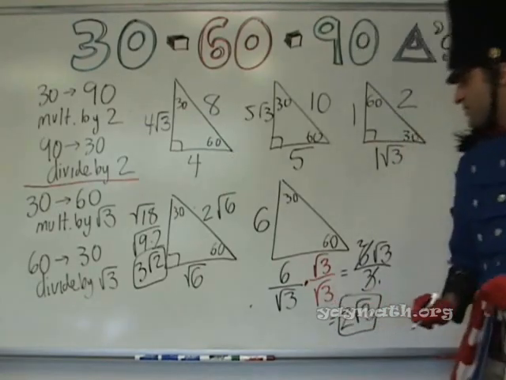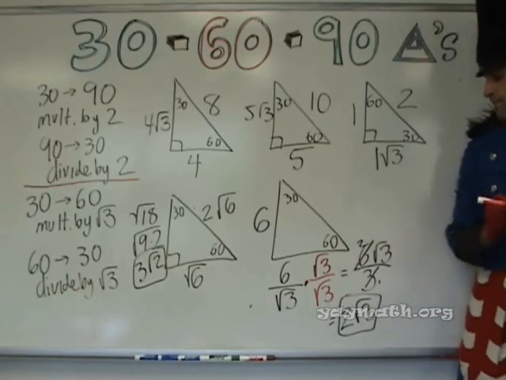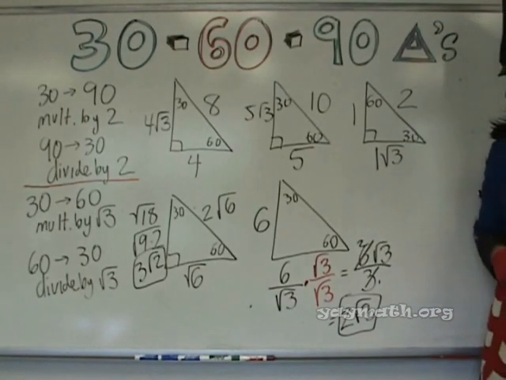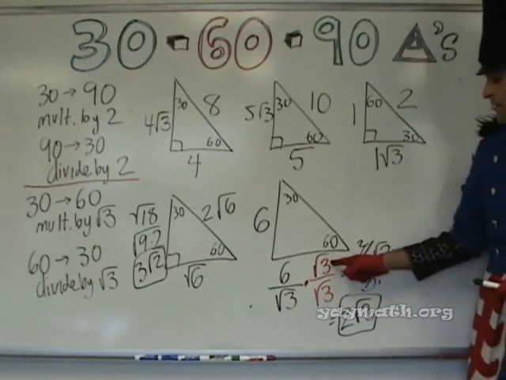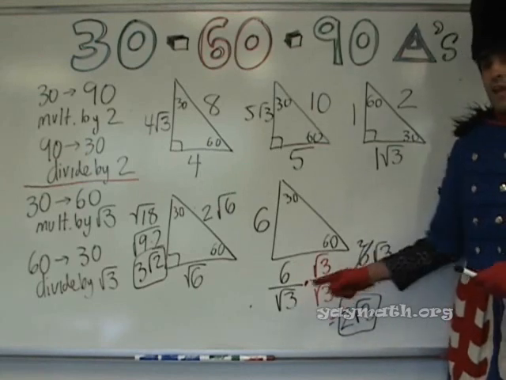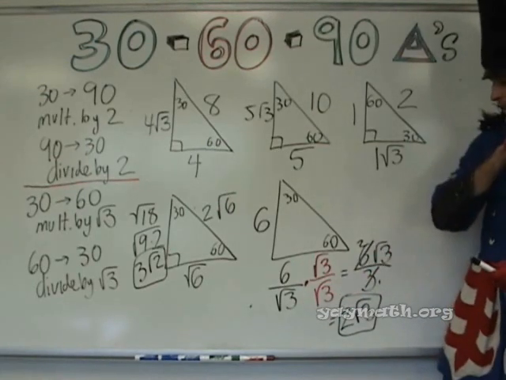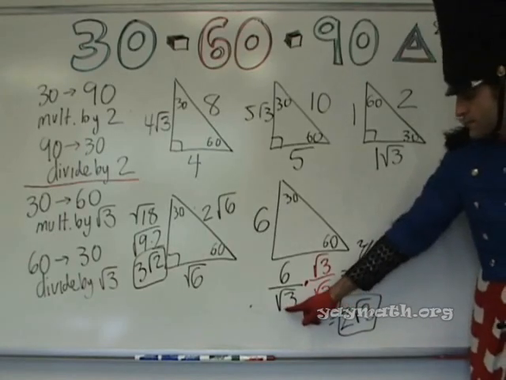Which side is 2 square root of 3? It's the 30 side. But why? Because you started out with 6 over root 3. Are you cool with this being 6 over root 3? And then what the gentleman in the back said is that you multiply root 3 by root 3, top and bottom, to get 9.